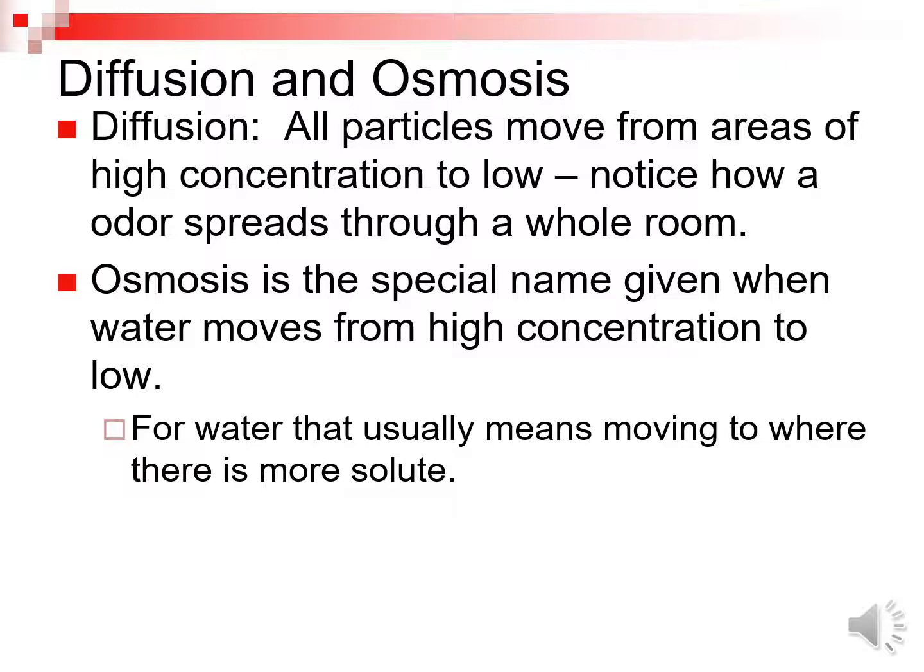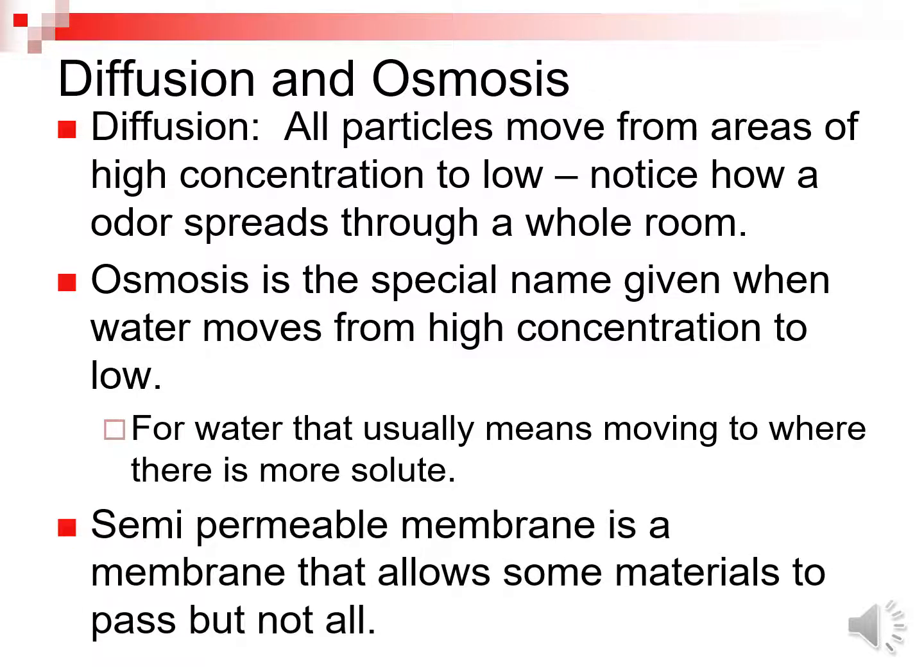Osmosis is a special type of diffusion where water is the one moving, and the water is moving from high concentration to low, typically into a cell or out of a cell. The water is going to move through a semi-permeable membrane, such as dialysis tubing or the cell membrane, and the water is always going to move to the area where there is more solute, because if the solute has a higher concentration, the water has a lower concentration. So we're talking about water moving from low concentration to high. The semipermeable membrane is a membrane that allows some materials to pass but not all. So typically a semipermeable membrane is going to let water pass but not the solute.